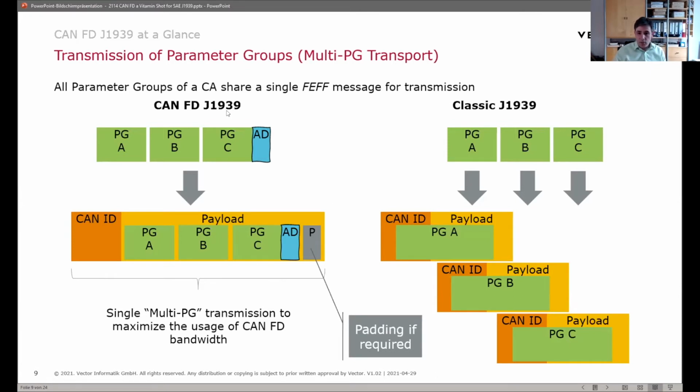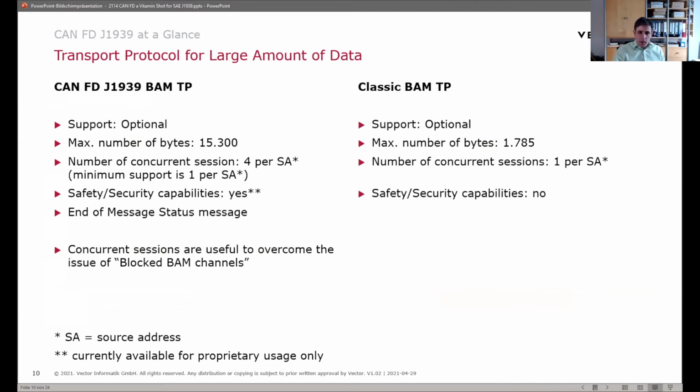If you compare J1939 CAN FD with Classic, it's really the way of handling and transmitting the parameter groups and adding those assurance data as an option. This really makes the design of the overall system and of the ECUs easy. And then, of course, if we have parameter groups which are larger than 60 bytes, because this is the maximum size we can pack into a multi-transport frame, then we need additional transport protocols. And there we have extended the existing J1939 transport protocols.